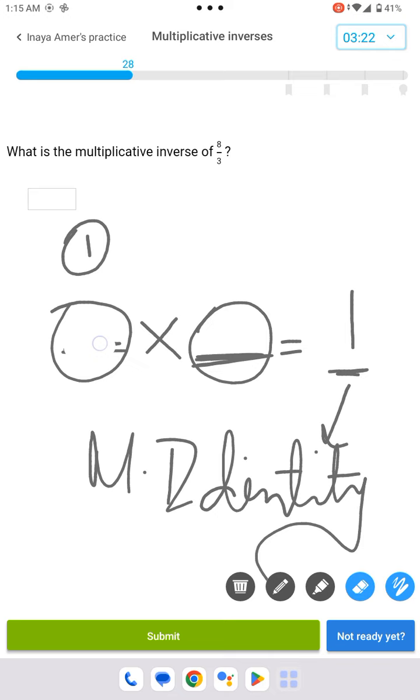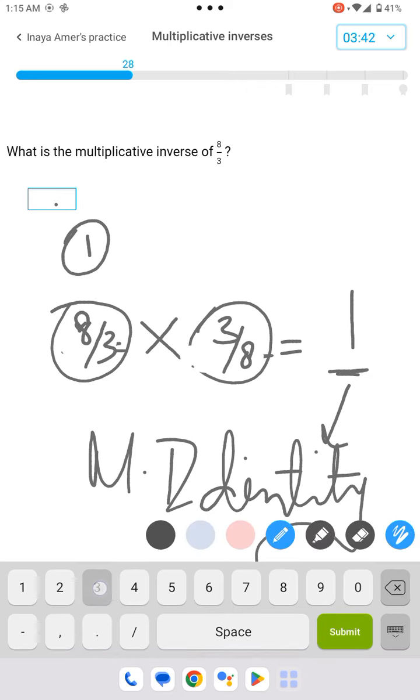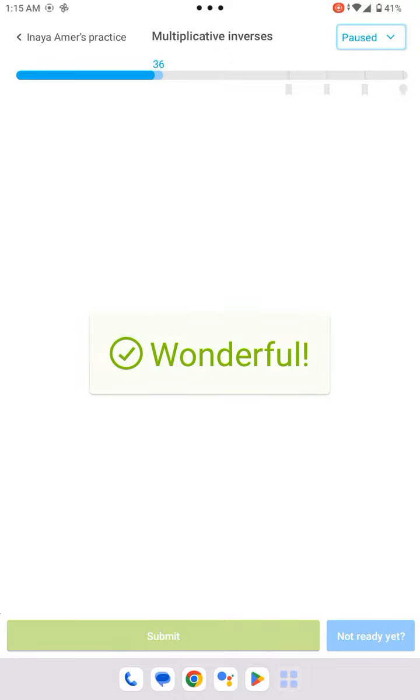Doing that way, if the first number is 8 over 3, then the second number should be 3 over 8, so that they can be cancelled and the answer should be 1, which is the multiplicative identity. Okay, so it should be 3 over 8. All right. So this was our concept about multiplicative inverse.